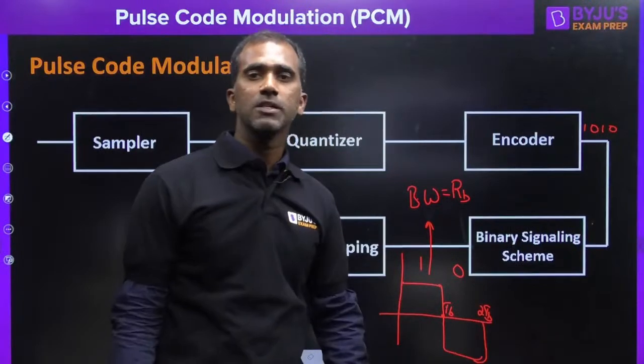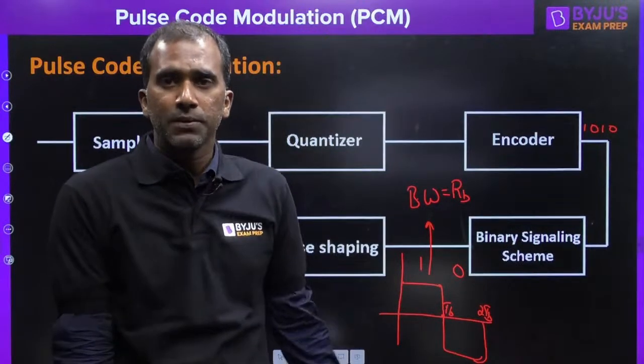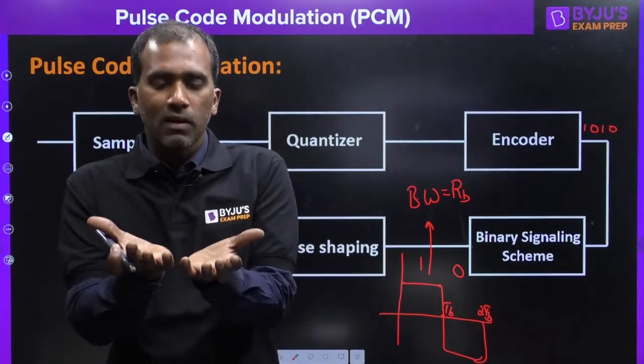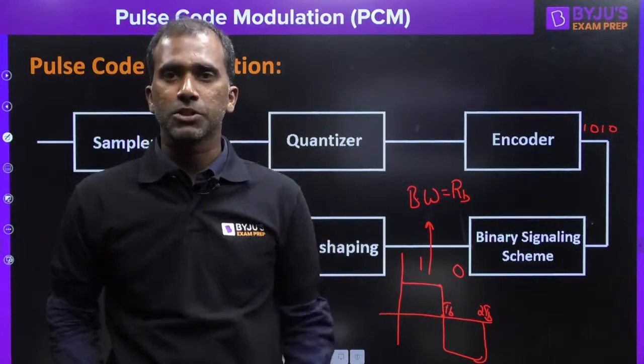Why should we use only rectangle shapes? Why can't we use some other shapes? Yes, we definitely can. The only thing is that at the receiver, by looking at that shape, you should be able to say, okay, 1 is received or 0 is received. You should differentiate only that much.